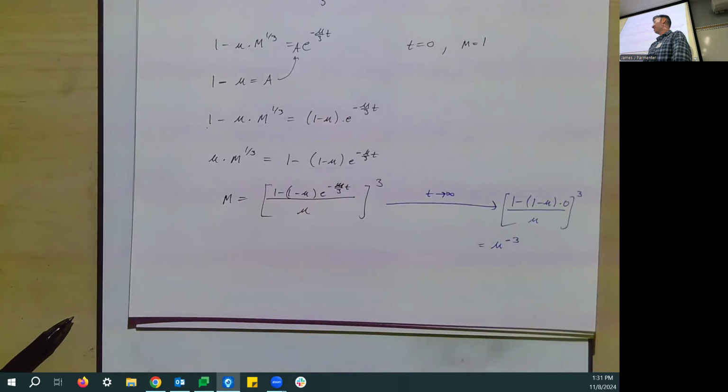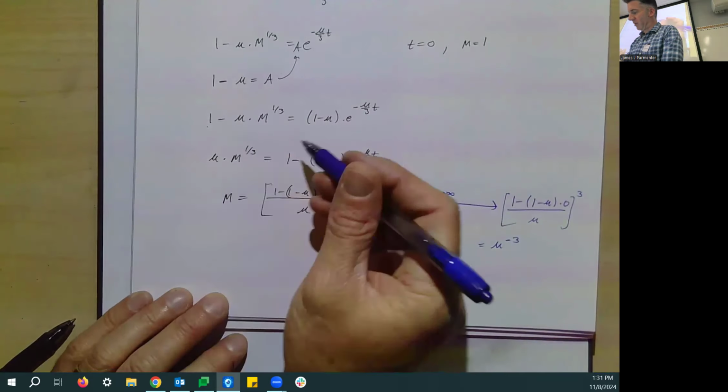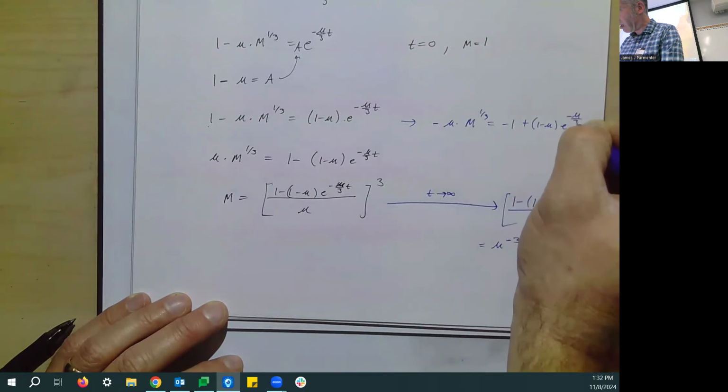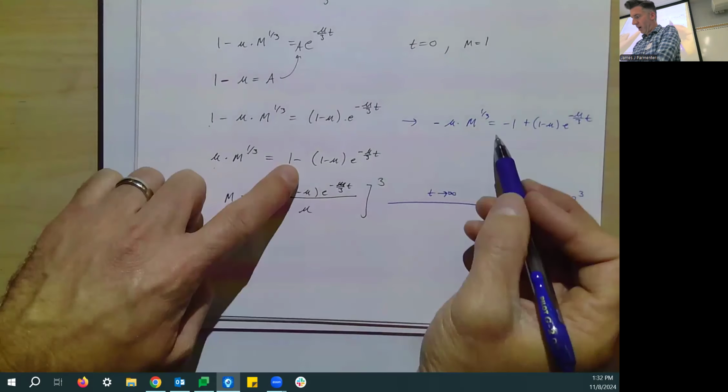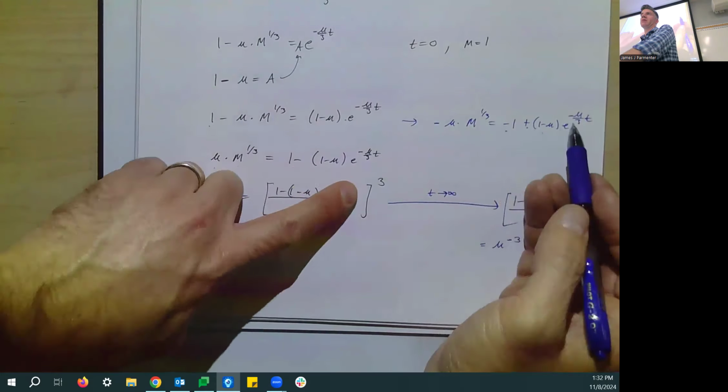Okay, that's assuming we didn't do anything silly. I think that's right. It seems really awful though. Yeah. When you move the 1 over, wouldn't it be -1? So I did two things at once. I just didn't want to write it all down. What I really did was I moved the -1 over. So I had negative mu times m to the 1/3 equals -1 plus 1 minus mu times e to the negative mu over 3t. But then I multiplied both sides by -1 to get positive mu times m to the 1/3 equals positive 1 minus 1 minus mu times e to the negative mu over 3 times t. Yeah, gross. Okay.